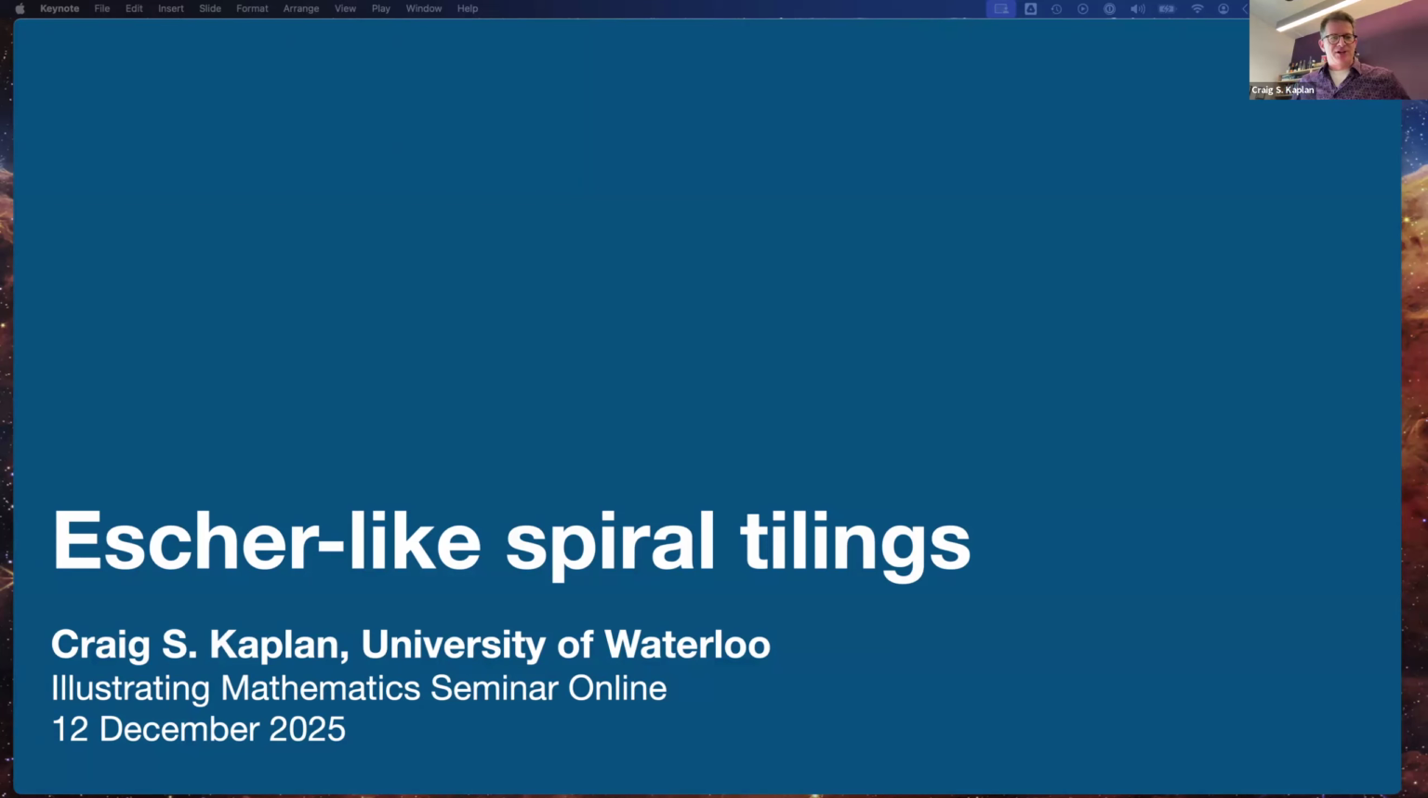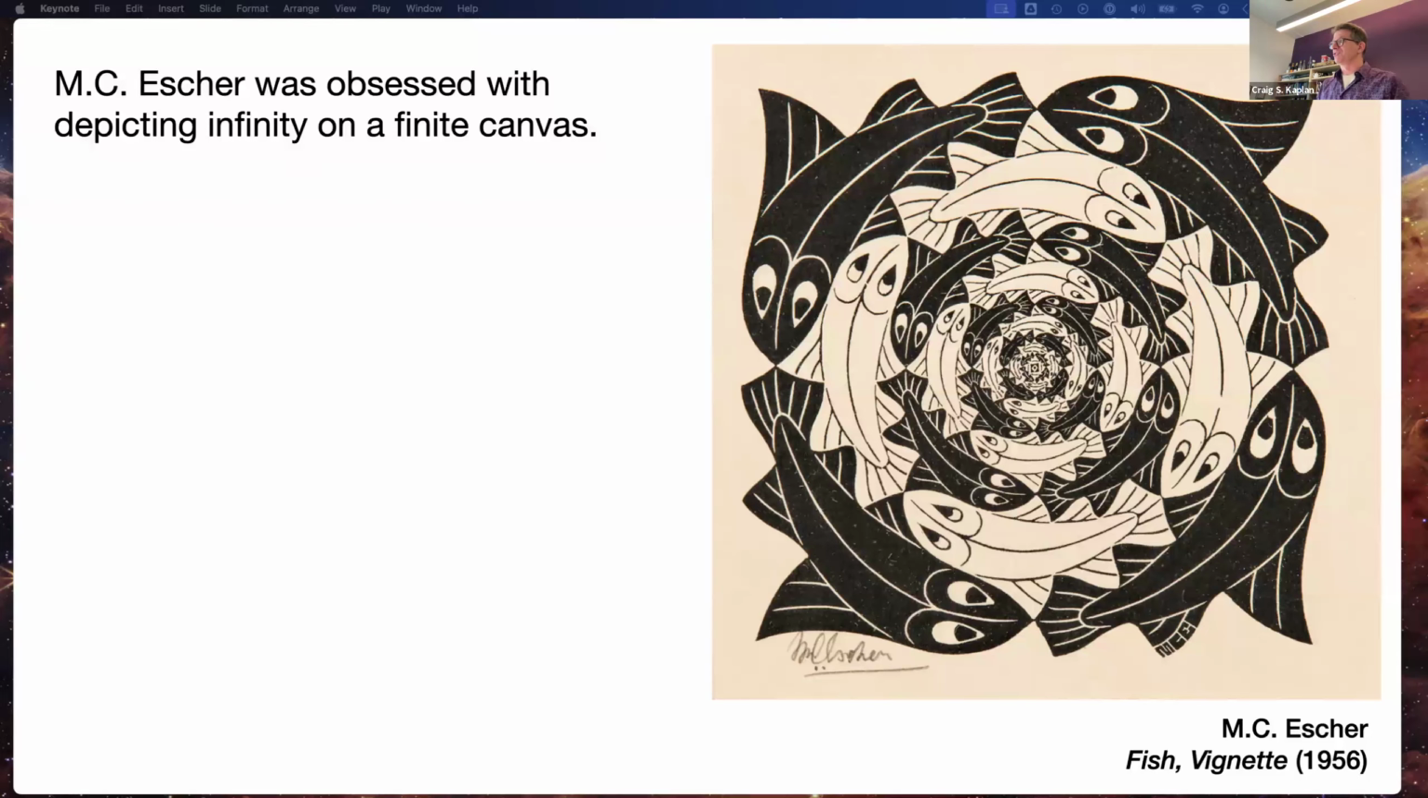All right, so I will talk a little bit about Escher. There are some nice math art connections here. I mean, Escher's right there in the title. So let me say why these particular spiral tilings are Escher-like. Some of you may know M.C. Escher, the artist. One of his obsessions was with infinity, with how you depict the totality of an infinite world in a finite canvas. And he explored this theme in a bunch of different ways.